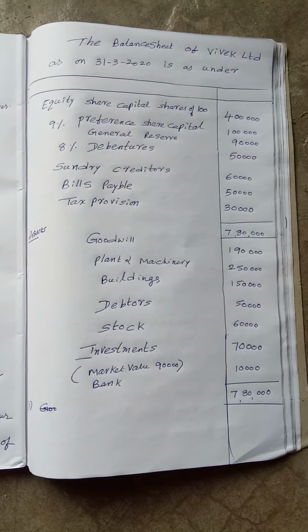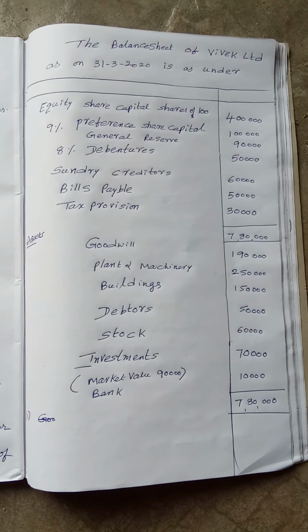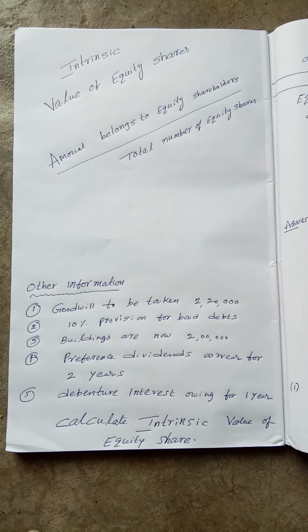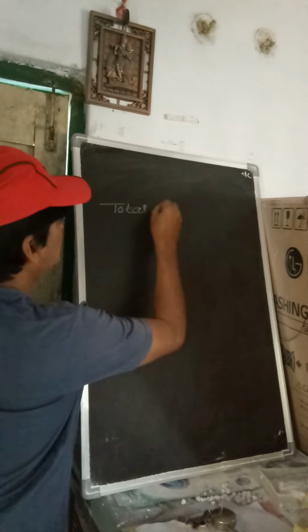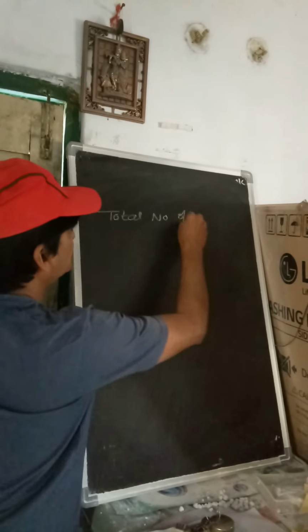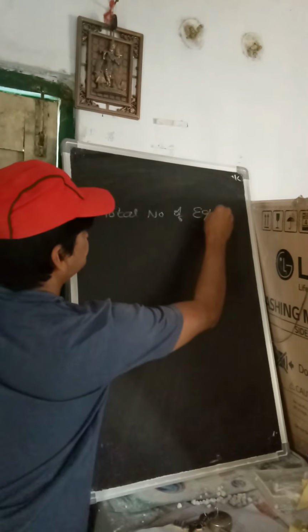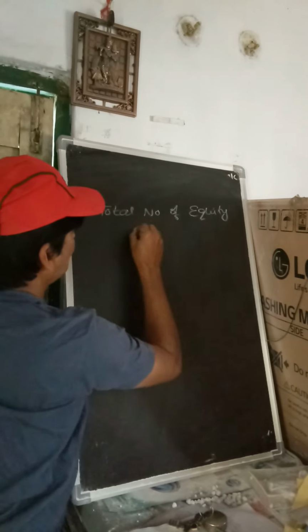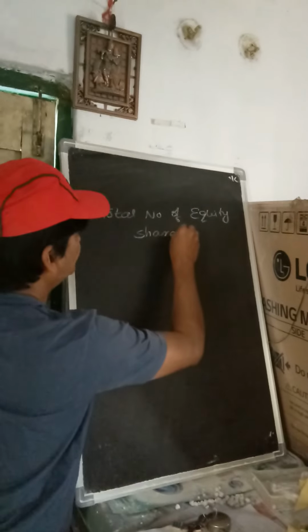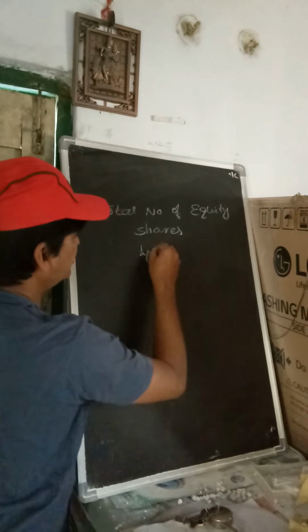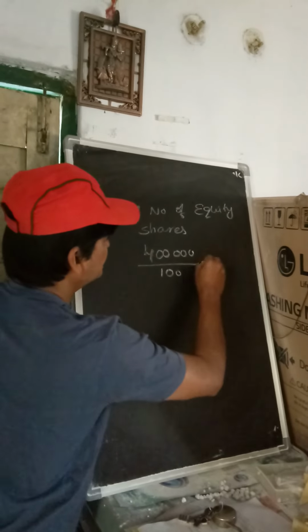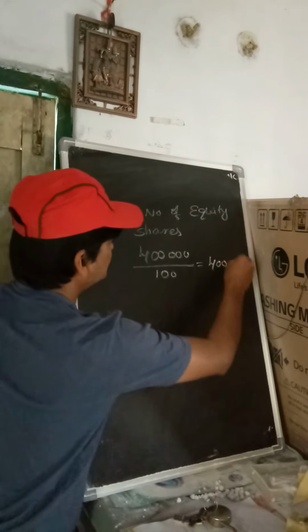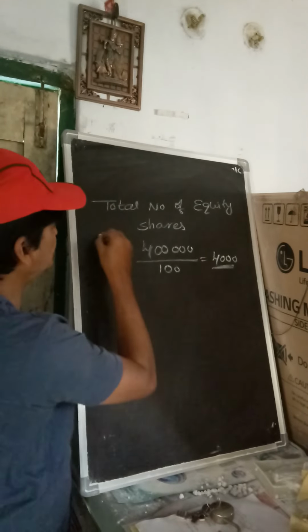Now I will show the working notes which are required, because I need to say how many shares there are. See the question and copy the question. The total number of equity shares, how to find out? That is the important question. Equity capital is given as 4 lakhs. 4 lakhs divided by each share value of 100 means how many shares are there? 4,000 shares. This is working note number 1.